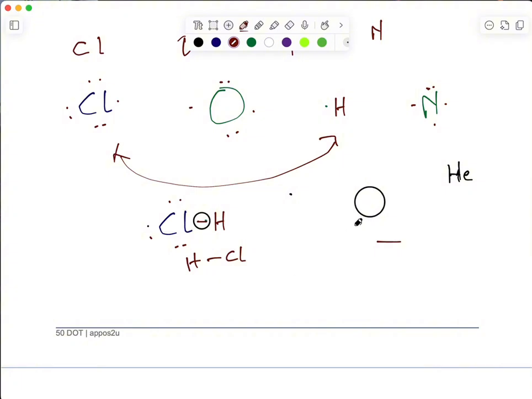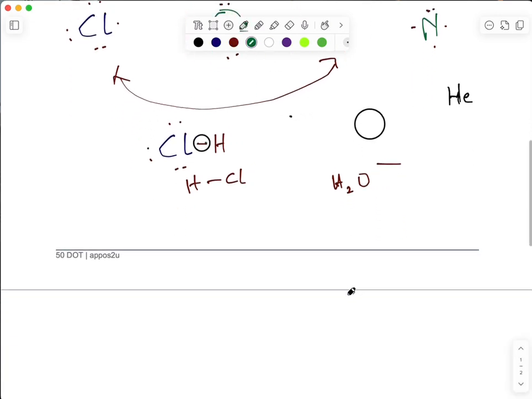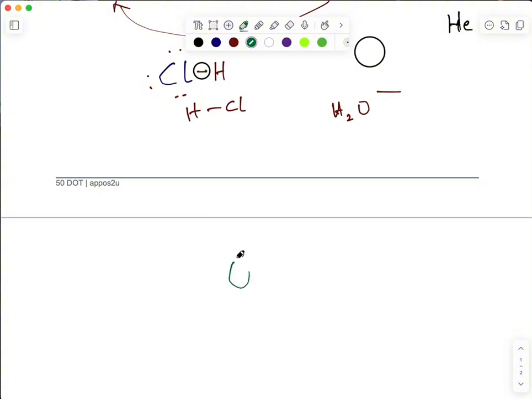Now, let's do water. So H2O. In this case, we're going to have a central atom. The central atom is going to be oxygen, because we have 2 hydrogens around it. So we have oxygen here, with the Lewis-Dot structure 1, 2, 3, 4, 5, 6. This one wants to bond with 2 hydrogens.